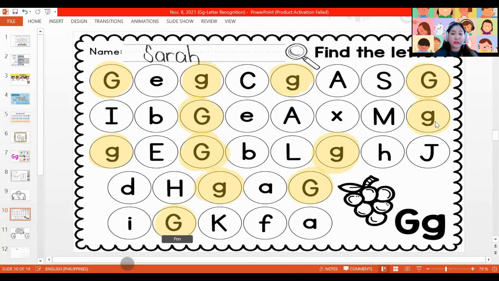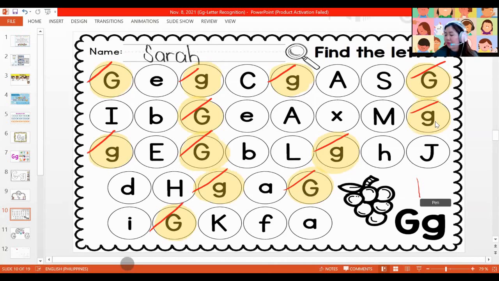I found all of the capital and the lowercase letter G. How about you? Oh, very nice. Now it's time for us to count. 1, 2, 3, 4, 5, 6, 7, 8, 9, 10, 11, 12. I found 12 letter G's. Did you also find 12? Very good. That's so nice.